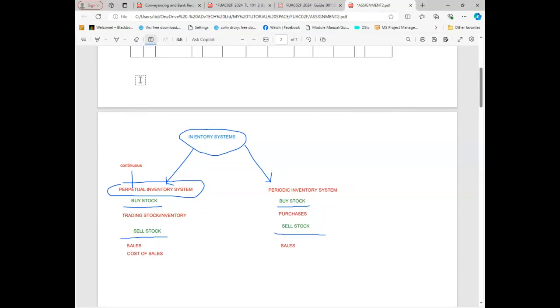Now, what about the other system here? In the other system, you don't have to show what? Cost of sales. I'm going to explain why. You see, we don't show cost of sales.